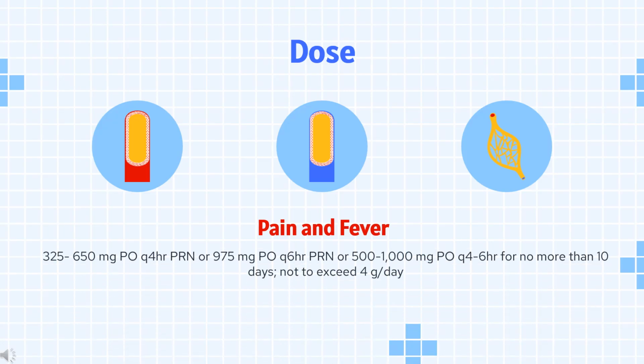Dose. Pain and fever. Immediate release, 325 to 650 mg PO Q4HR PRN or 975 mg PO Q6HR PRN or 500 to 1000 mg PO Q4-6HR for no more than 10 days, not to exceed 4 g/day. Rectal, 300 to 600 mg PR Q4HR for no more than 10 days or as directed by healthcare provider.